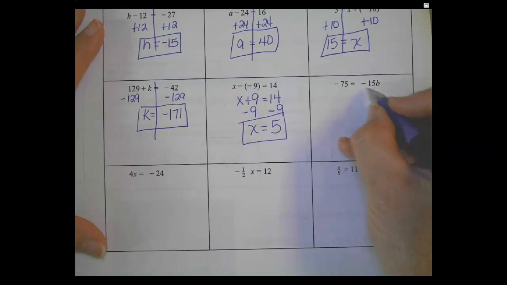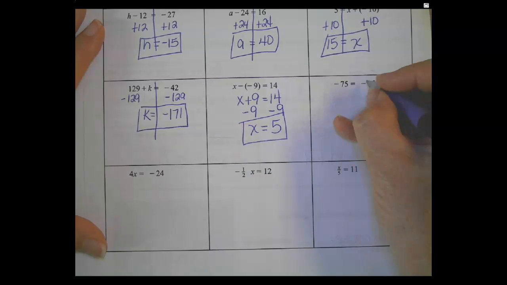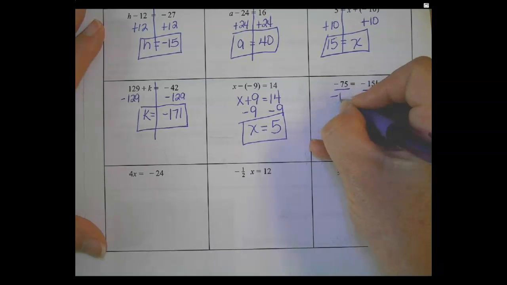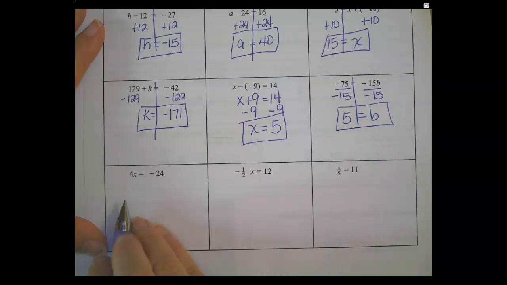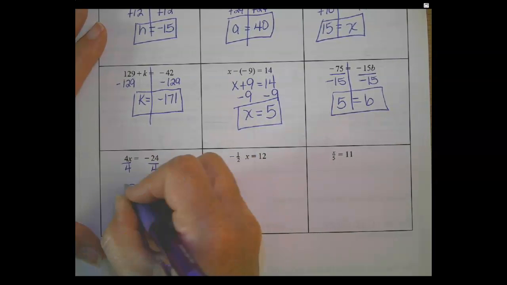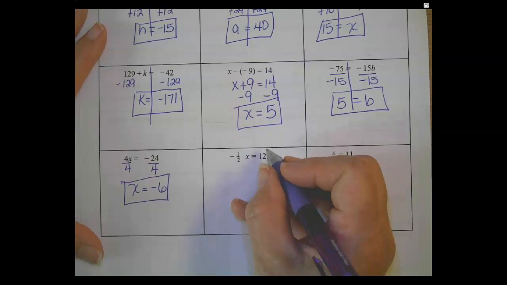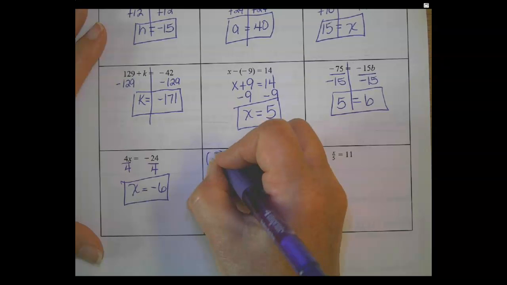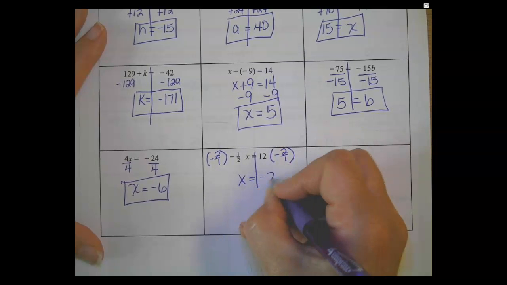Next one. This one means multiplication, negative 15 times b. So again, I'm only looking at the side with the variable. The inverse of multiplication is to divide both sides by negative 15. So b equals 5. This again, multiplication, divide both sides by 4. X is equal to a negative 6. This one here is a fraction. So how do we get rid of a fraction? We multiply both sides by its reciprocal. The reciprocal is the flip. So I'm going to multiply this side by a negative 2 over 1, and this side by a negative 2 over 1. So x is equal to a negative 24.